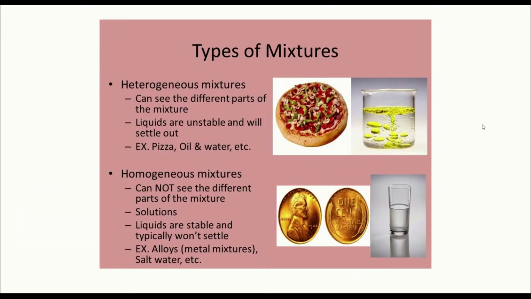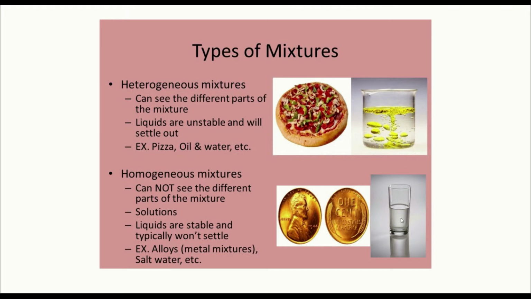A mixture can be divided into two parts, heterogeneous and homogeneous. In a heterogeneous mixture, you can see the different parts of the mixture. Here is an example of a pizza, where you can see different components in it. Liquids are unstable and will settle out, just like oil in water. A homogeneous mixture is a mixture where you cannot see the different parts of the mixture.